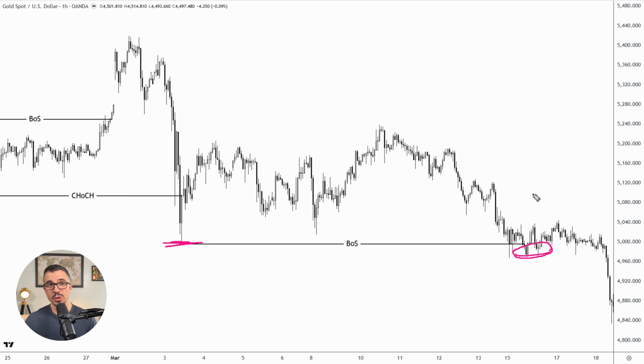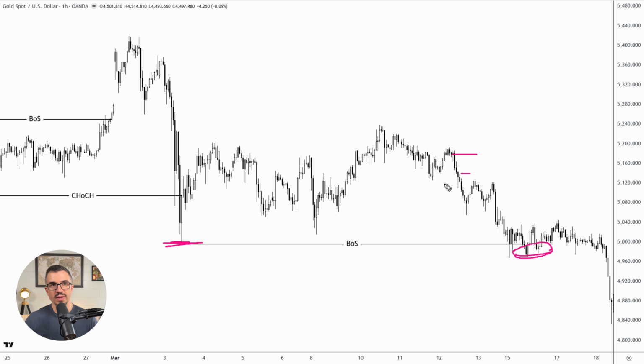That meant I was only looking for shorts last week. Now, what I was looking for specifically was either this area back here or this one. And what would decide where I would short, either this one here or this one, would have been a low time frame change of character, right? A low time frame shift.